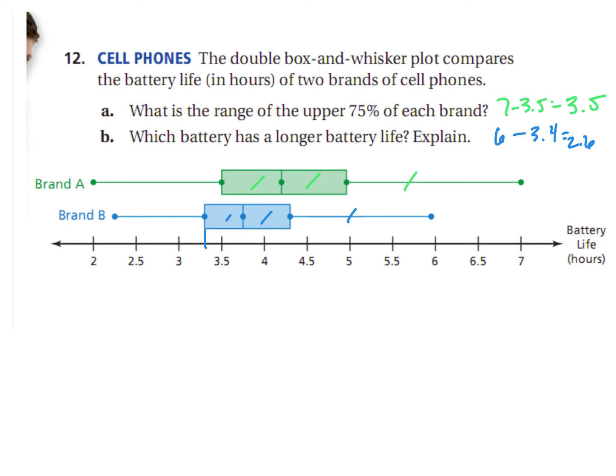Letter B then says, which battery has a longer battery life? If you look at brand A, it takes up more space. Their median is higher, their highest is higher. So I would say brand A has a longer battery life. Now, do we know that for sure? No, but based on our box and whisker plot, that's what we're going to decide.